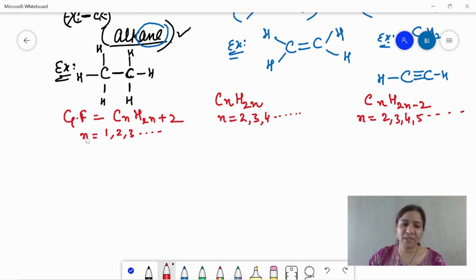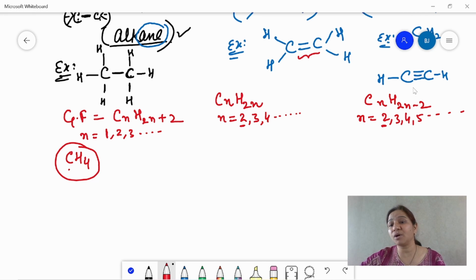Now, did you notice one change? When I am writing the general formula for an alkane, the n value starts from 1, right? Because we can write an alkane like the example methane, where we can write an alkane with one carbon atom also. But when it comes to alkenes and alkynes, you need a minimum of 2 carbons, because we need to draw a double bond or a triple bond between 2 carbon atoms.